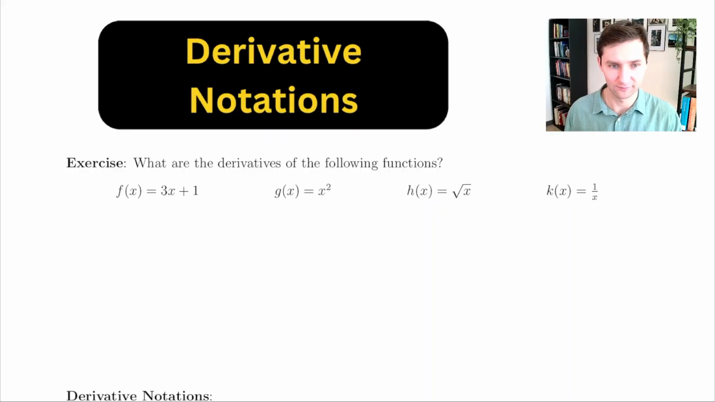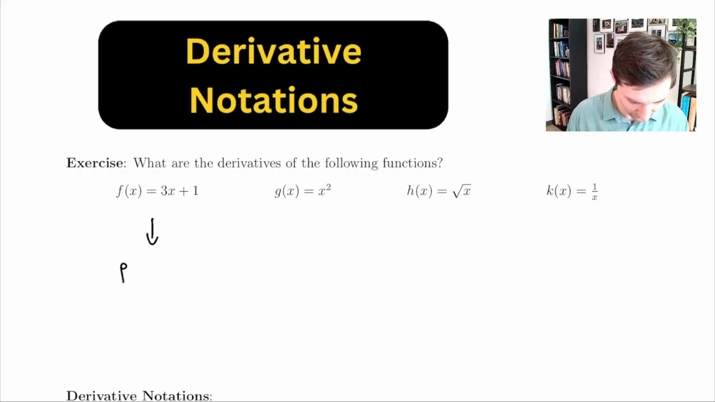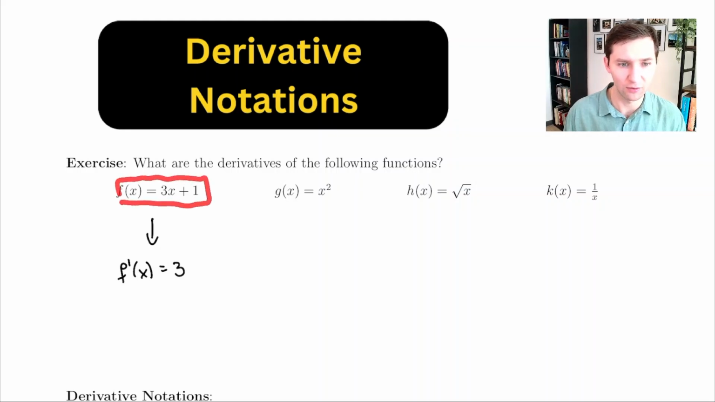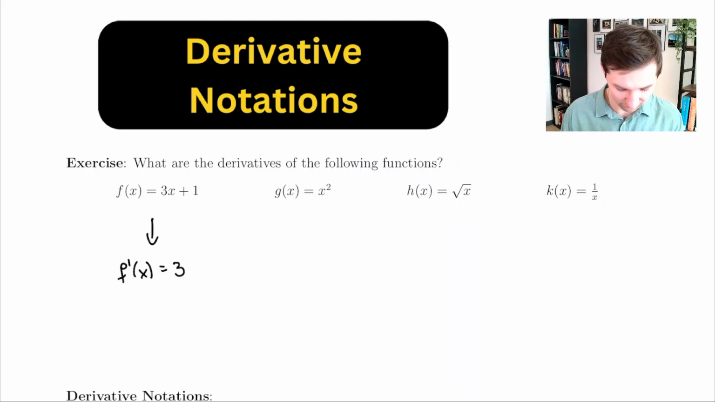I believe that the derivative of the first function is 3, and that is because the function is a linear function, so its slope is its derivative. The slope is 3, so the derivative is 3.